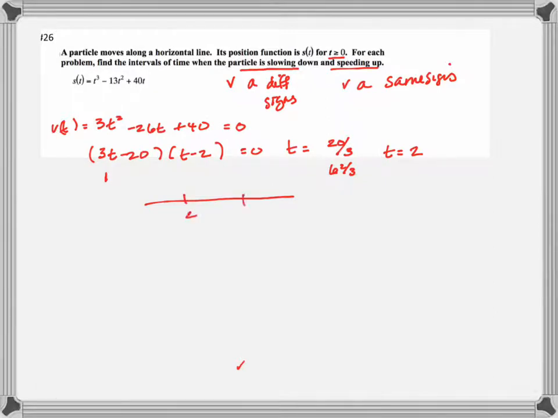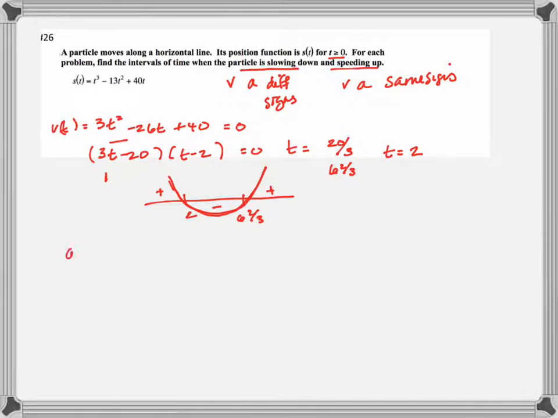All right, so let's make a little sign chart for velocity, with 2 and 6 2/3. It's a squared function with a positive leading coefficient, so it goes positive, negative, positive. So I've got my sign chart ready for when I need to compare both of them.